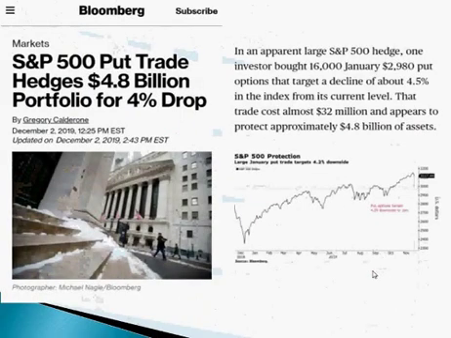Now let's look at an example of a hedged position. On December 2nd, this article came out from Bloomberg talking about an S&P 500 put trade that hedges a $4.8 billion portfolio for a 4% drop. Of course, looking back at it today, we're actually in the new year. Happy New Year, everybody. That did not happen. We actually had a massive bull run coming into the new year. So that trade did not actually do well, unfortunately. However, it only cost $32 million, but it was actually protecting $4.8 billion of assets. So hey, you know what, the risk reward, in case we had a sell-off, that would have protected all of these billions of dollars.